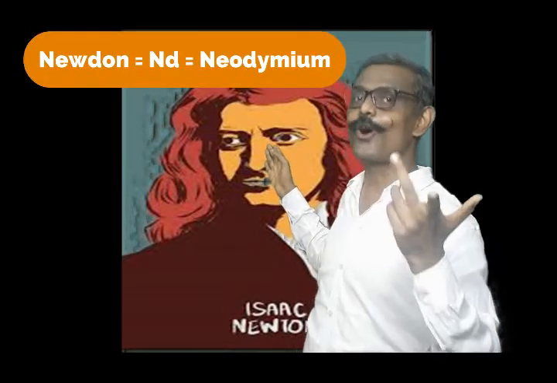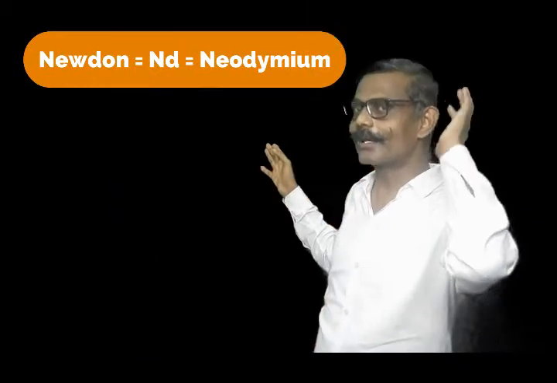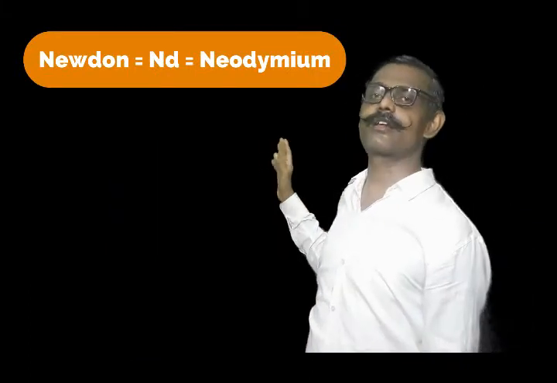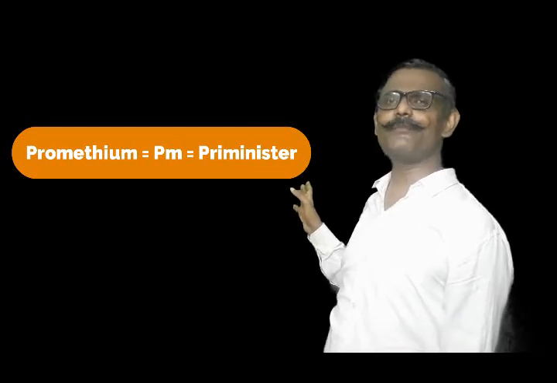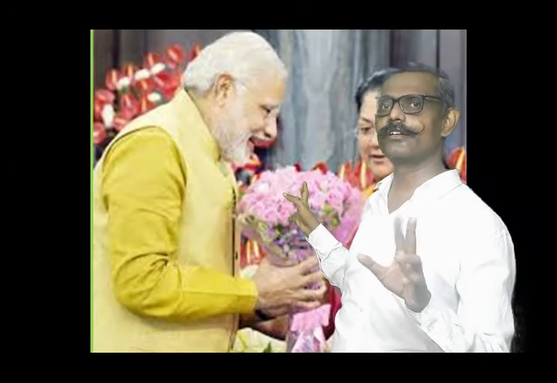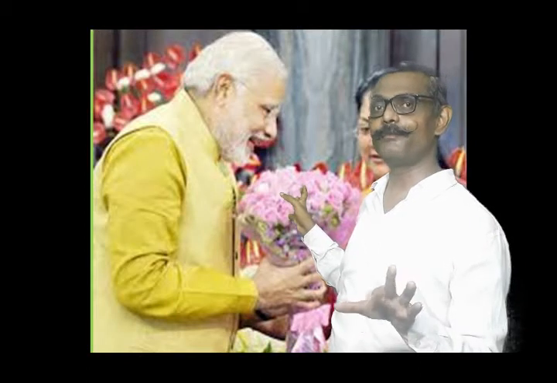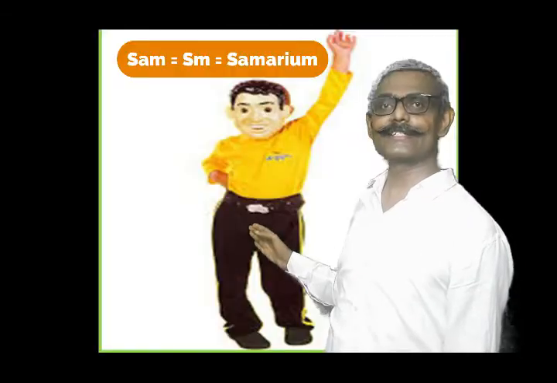Next image was neodymium. Nd means what was there? Not Newton, Nudon. Nudon was there. What was the color of that Nudon? Red. Next, promethium. Pm is the symbol. Prime Minister. And which two colors were added with the Prime Minister? Yellow and pink.